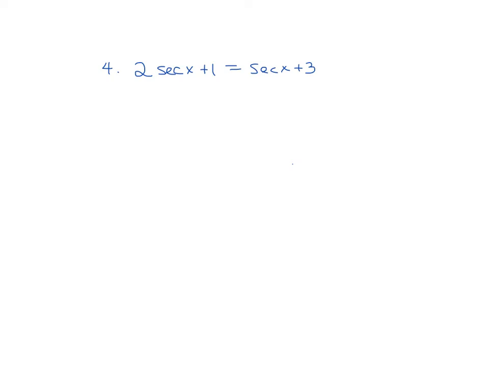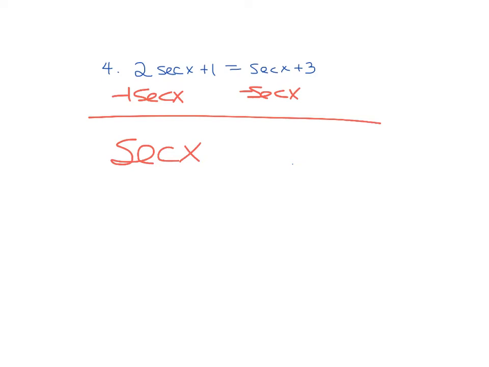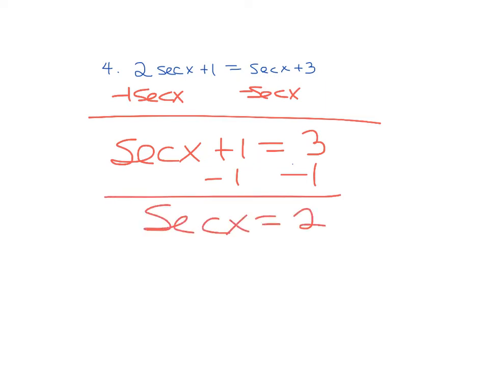So for this one, I need to group my x's together. So I'm going to subtract the secant x from both sides. So 2 secant x minus 1 secant x is just 1 secant x plus 1 equals 3. Move the 1 over. Secant x equals 2. Again, remember that this is a reciprocal. So what we can do is we're really looking on our unit circle. Reciprocal of secant is cosine. So I'm looking to find where cosine of x equals 1/2.